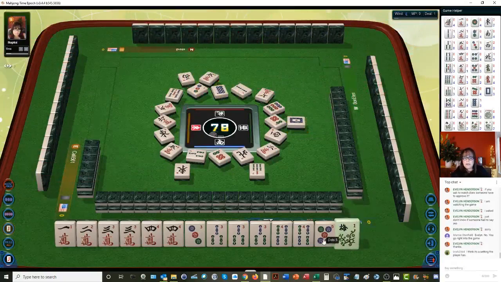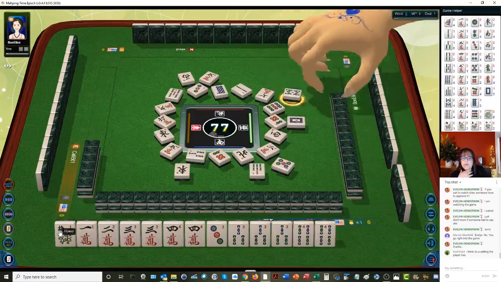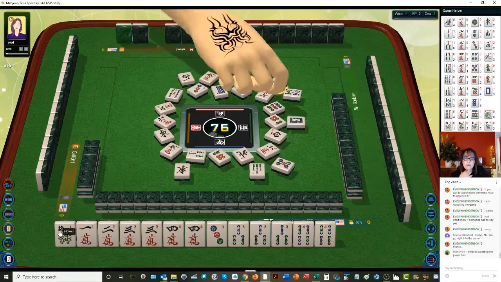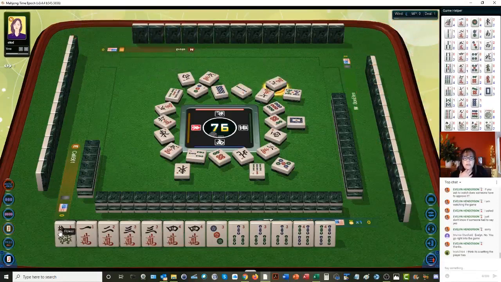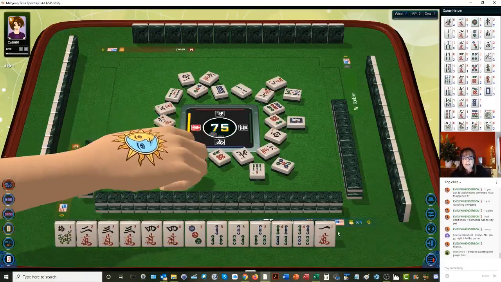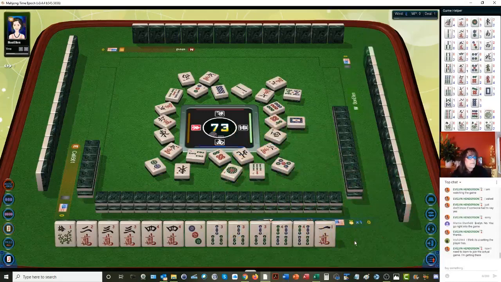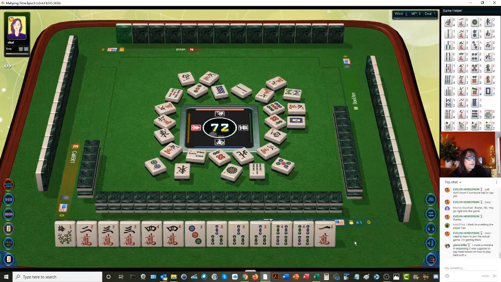Five characters. Okay, we did get a flower. Five dots. So let's see. We could maybe play like numbers with threes with that. There's a three bam and a three dot out. Nine characters. So we'll just see. I'm thinking the one can go because we have no four dot. Two dots. Let's see. We'll keep the one crack. One dot. Five characters. Two characters.